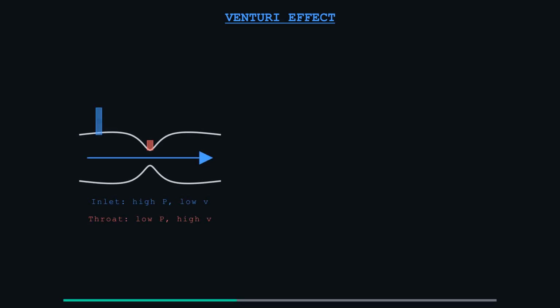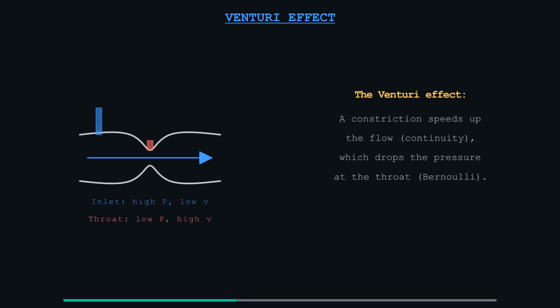The Venturi effect combines both ideas. As the pipe narrows at the throat, continuity forces the flow to speed up, and Bernoulli's theorem tells us that faster flow means lower pressure. So the throat of a Venturi tube has high velocity and low pressure, while the wider inlet has lower velocity and higher pressure.